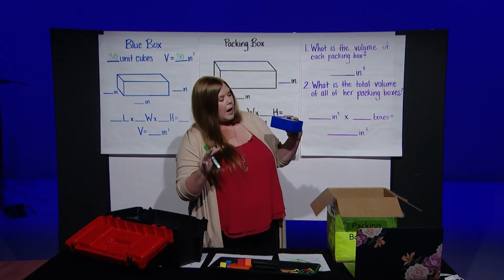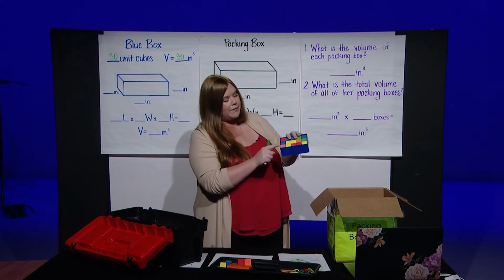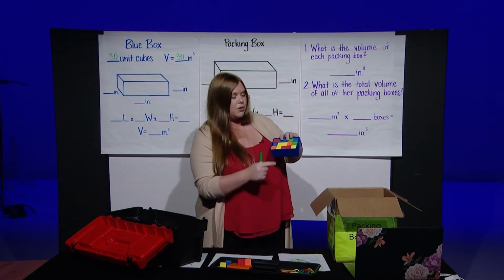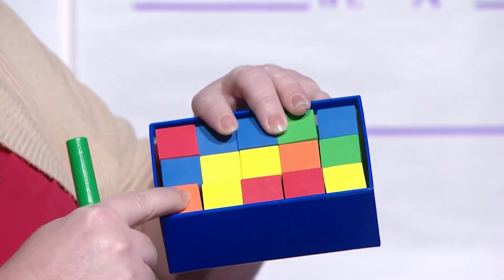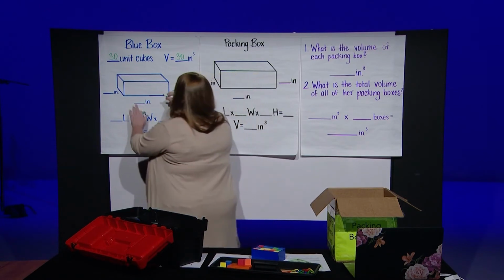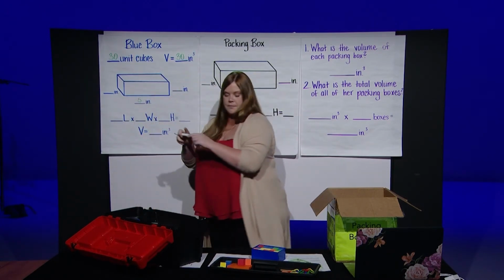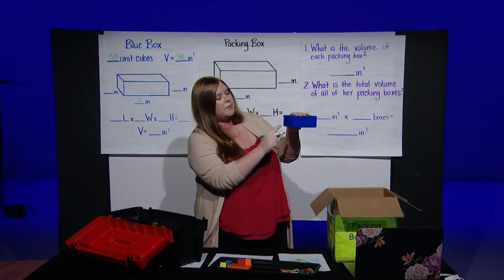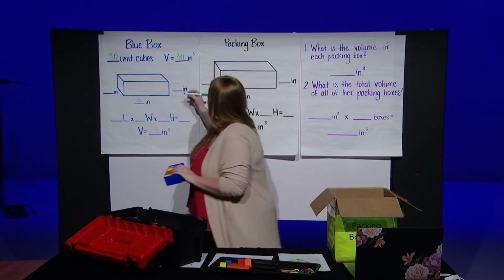So, our edges here, we have our length, we have our width, and we have our height. So let's count the length first. 1, 2, 3, 4, 5. Awesome. Let's put that on our chart. Our length running this way is 5. Now let's count our width running this way. 1, 2, 3. Put that on the chart.